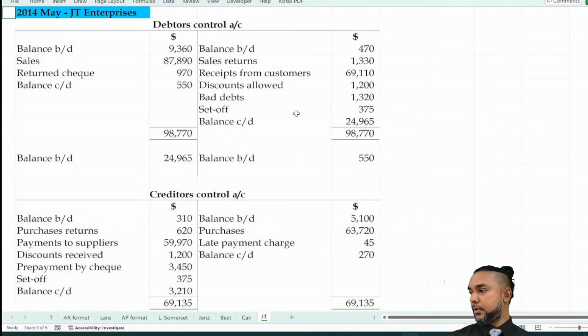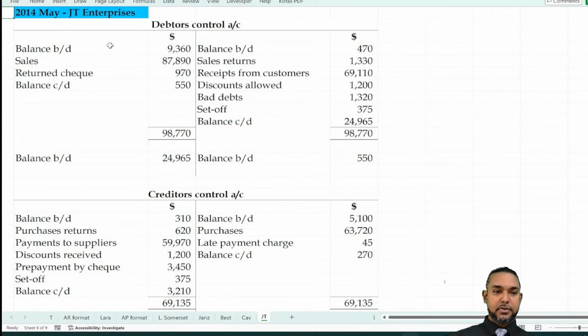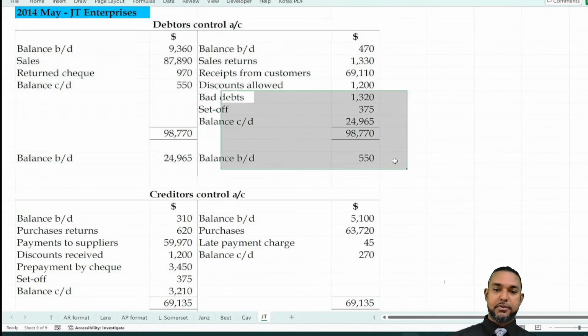Right. So what we do, we gotta find the difference between this side and that side. Okay, cool. All right. So, folks, that's the debtors control for JT Enterprises, right?